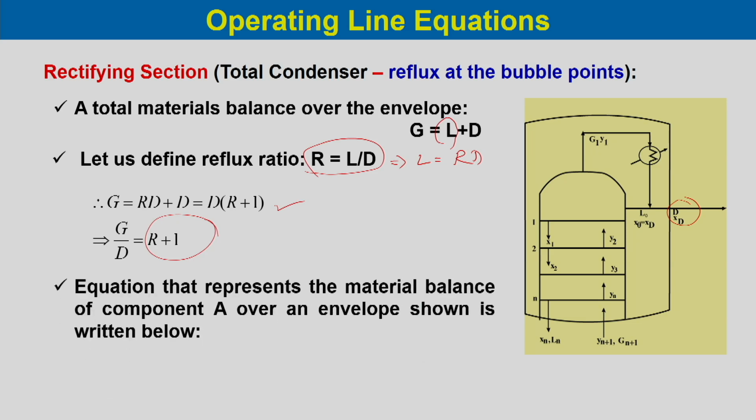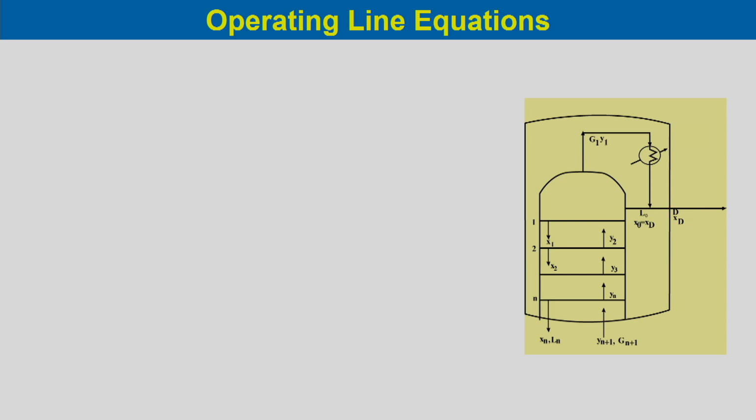Now the equation that represents the material balance of component A over the envelope shown over here. That is G y n plus 1, because the gas and liquid flow rates are taken as constant, so the subscripts are dropped. So, G into y n plus 1 is equal to L x n plus D x D. This is the material balance for component A.